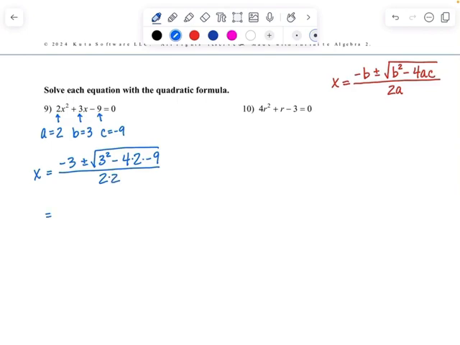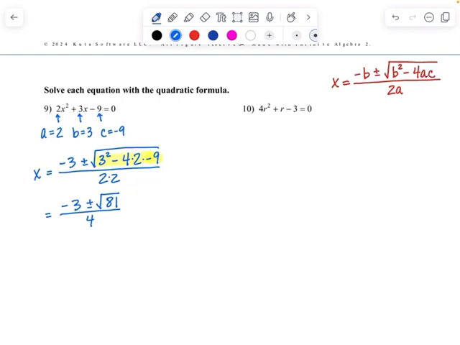The first thing I'm going to focus on is simplifying the values underneath this radical here. So I've got my negative 3, I've got my plus or minus, and then the square root of. I'm just going to type straight into my calculator 3 squared minus 4 times 2 times negative 9. And when I do that, I get 81. So all of that adds, subtracts, and multiplies to 81. Underneath the fraction bar here, I have 2 times 2, so that becomes a 4.